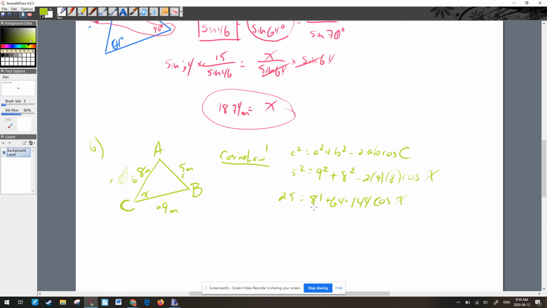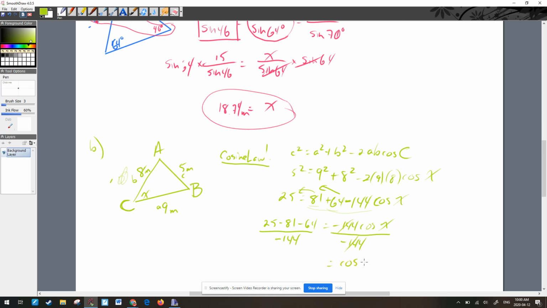Okay. Now, this is a constant, this is a constant. I can't just put all these together because this cosine of x is multiplying the 144. There's the common mistake kids make, is they try to simplify all three of those things, but we can't do that. Lob the 81 over, lob the 64 over. We're going to get 25 minus 81 minus 64 equals negative 144 cosine of x. Okay. Divide both sides by negative 144. Those guys are going to go away.